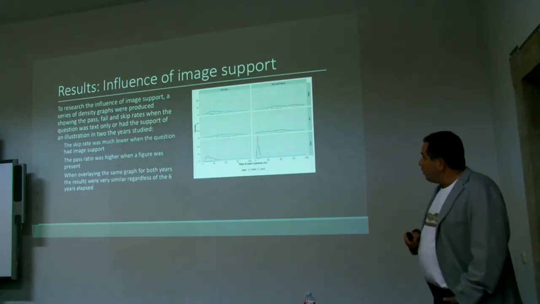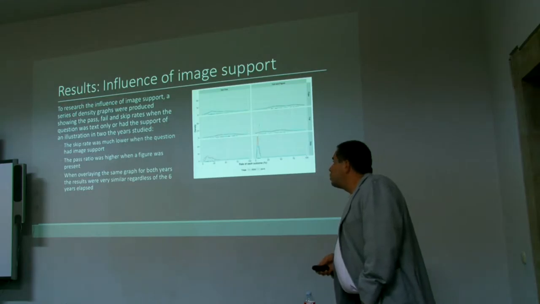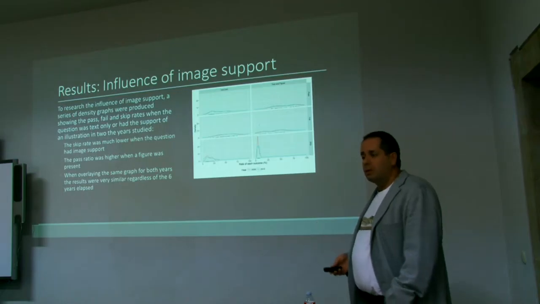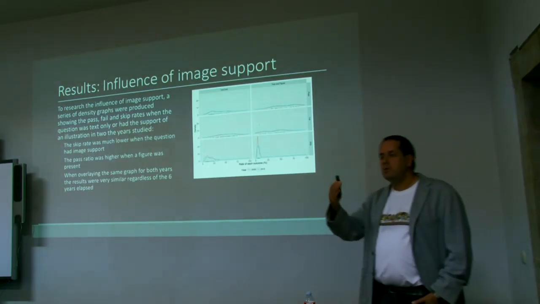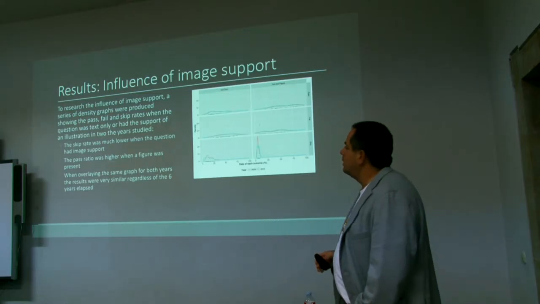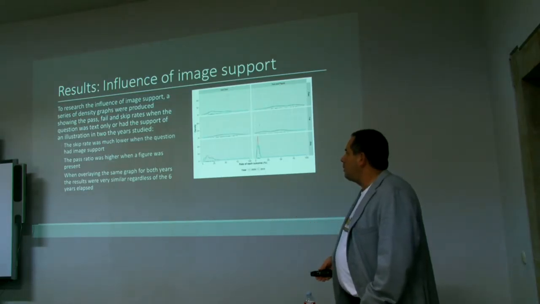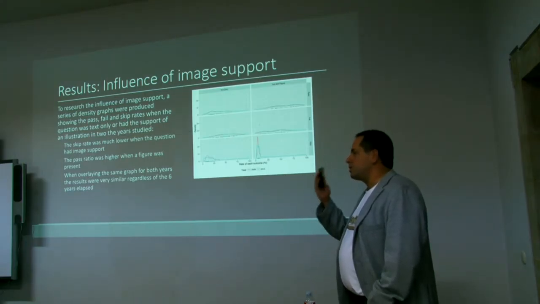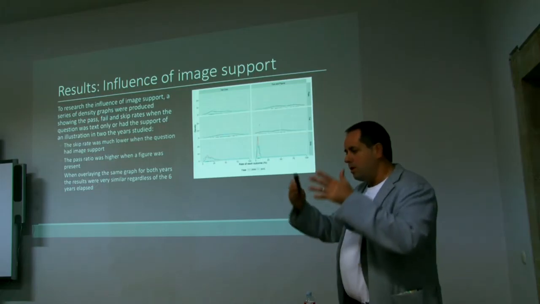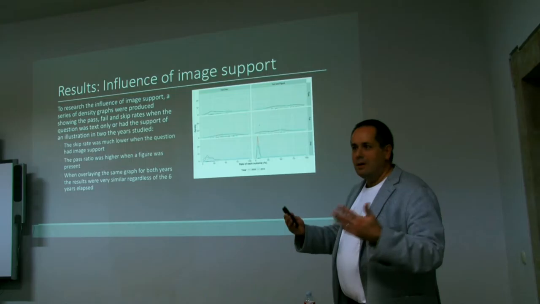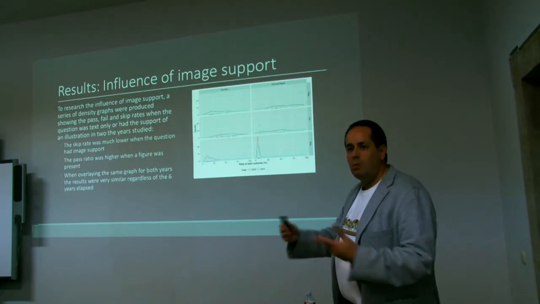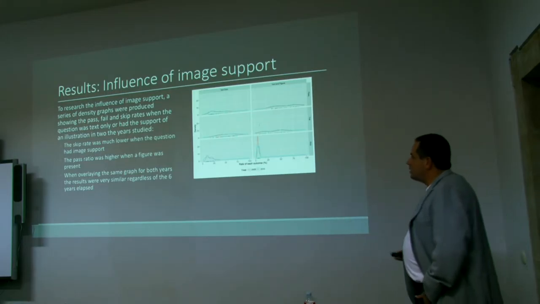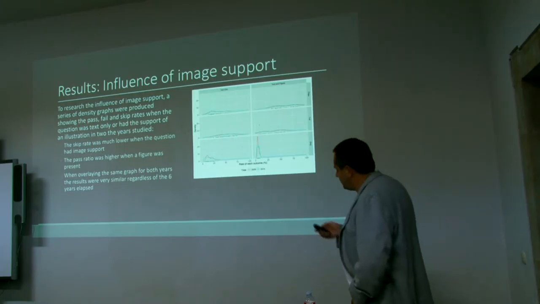What is the idea? For example, influence of image support. The skip rate was much lower when the question had image support. If the question had an image to understand the sentence, the skip rate was lower. The pass ratio was higher when a figure was present, more or less. It's easy to understand. You are working with a technical drawing; explaining something of the space only with text is more difficult. And when overlaying the same graph for both years, the results were very similar, regardless of the 6 years elapsed.